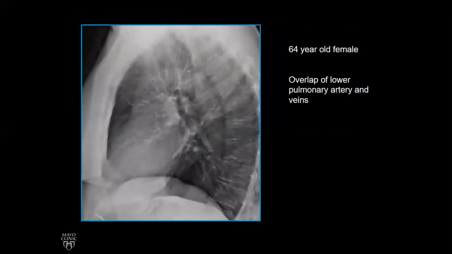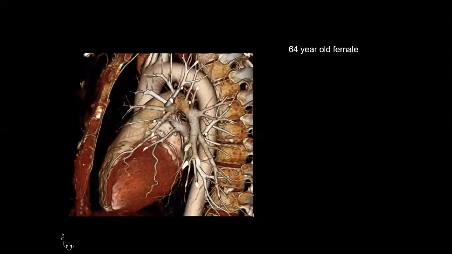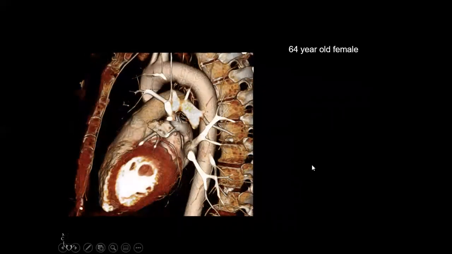Frontal radiograph. Here's a 64-year-old female. There's overlap of lower pulmonary arteries and veins down there, and I'll just show you what's making that. Again, here's the pulmonary arteries. Behind there, this is pulmonary veins. If we peel away a little bit, it makes it a little clearer. Here's pulmonary veins.